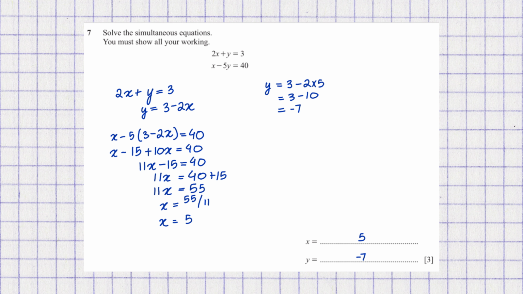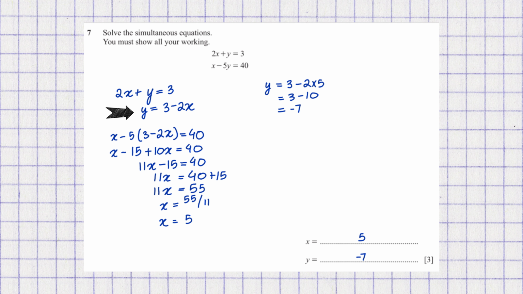Now we solve for x. Simplifying, we get x - 15 + 10x = 40. Now we add 10x and x, which gives us 11x - 15 = 40. Then we add 15 to both sides. Simplifying again gives us 11x = 55. Now we divide both sides by 11. This gives us x = 5.